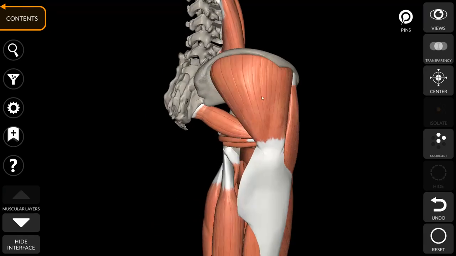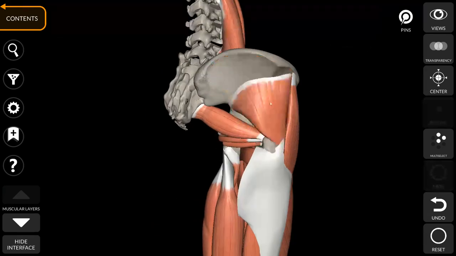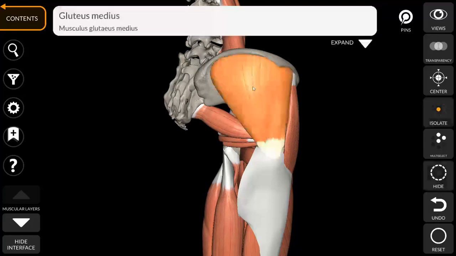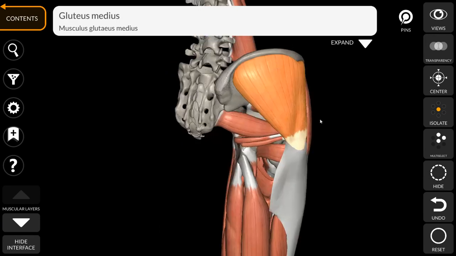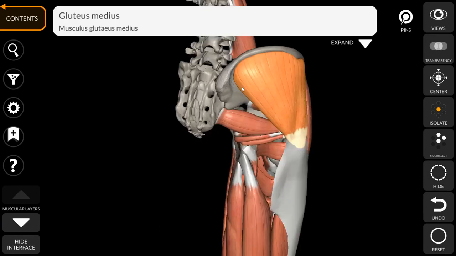The first muscle that you should know, I hide everything first. This muscle is known as the gluteus medius. And this gluteus medius originates from where? The gluteal surface of the ilium. Most specifically, it originates in between the posterior gluteal line and the anterior gluteal line.